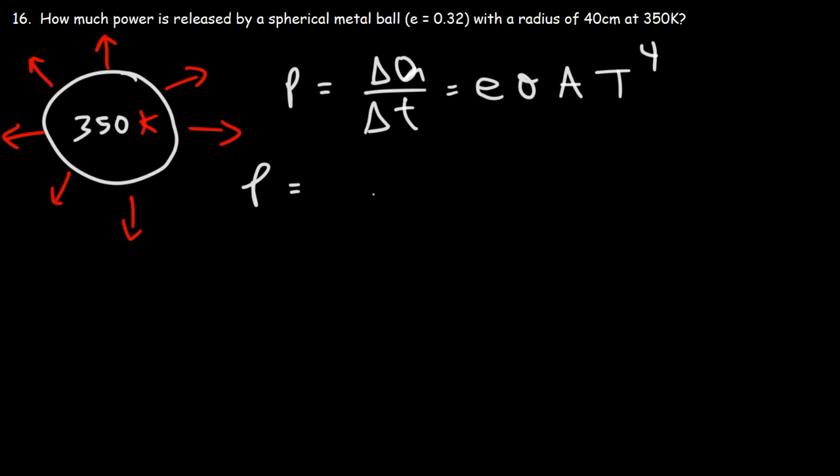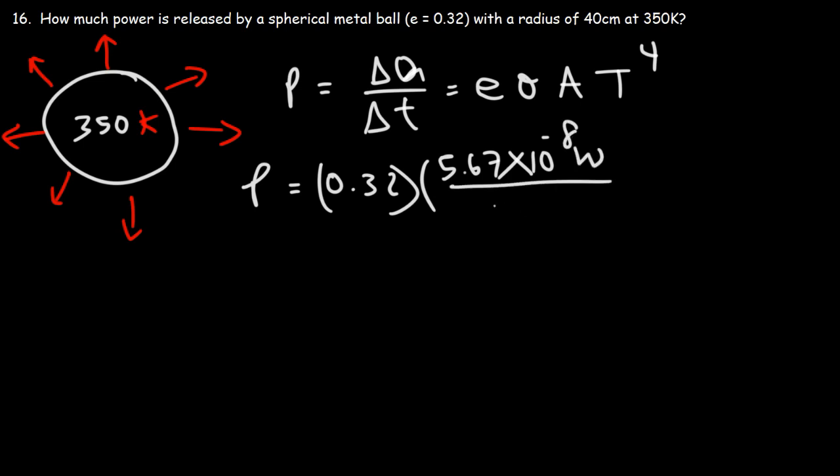Now we have the emissivity ratio, which is 0.32. The Stefan-Boltzmann constant, that's 5.67 times 10 to the minus 8 watts per square meter times Kelvin to the fourth power. And you could find that number in your textbook. It's basically just a constant.